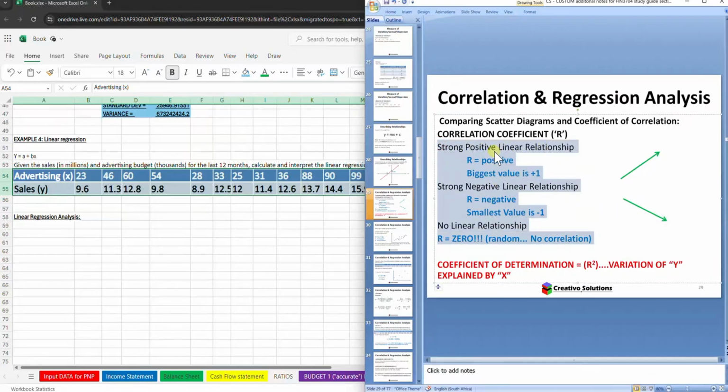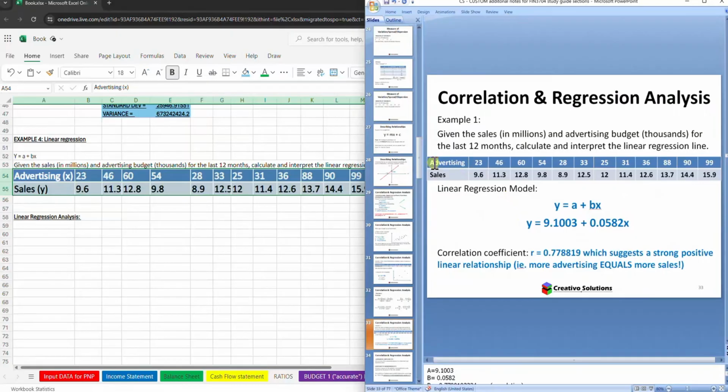Looking at this positive correlation, do you understand correlation? Does that make sense? Yes, that makes sense. All right, so just remember that obviously we would expect advertising to be directly or positively correlated, or we would expect sales to be correlated to advertising.